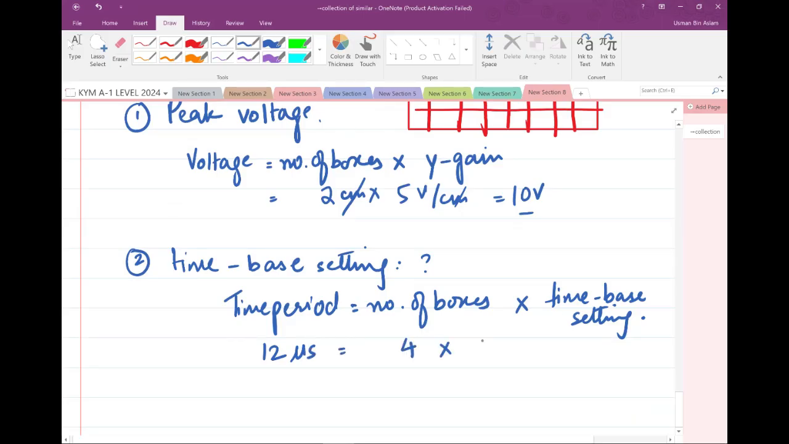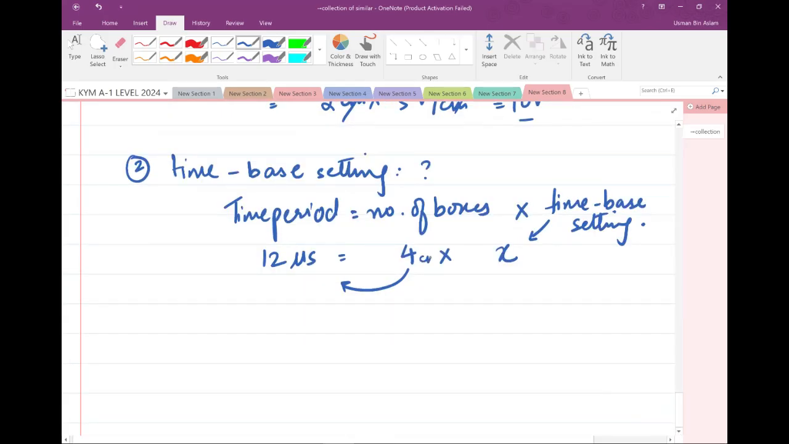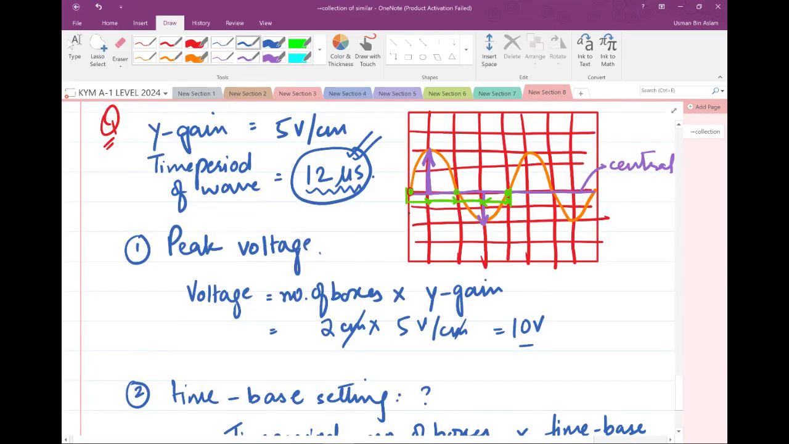You have to find out the time base setting. Let's call that X, just as a variable. 4 goes on to the other side. 4 was supposed to be in centimeters. So this 4 centimeters goes on the other side, becomes 12 microseconds divided by 4 centimeters. That gives us X. The answer comes out to be 3 microseconds per centimeter. That means every box horizontally is representing a value of 3 microseconds.